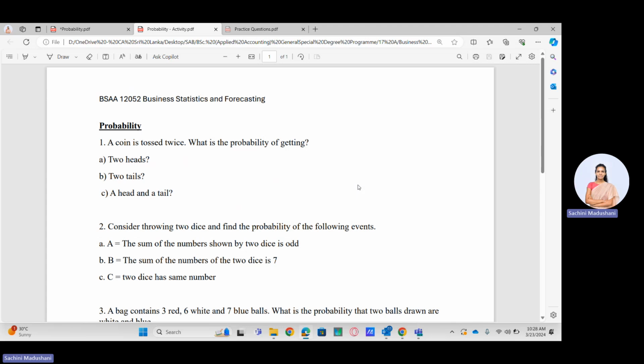First you write the sample space and you can get the value. Okay. Then the other way, you can use the tree diagram. You can use any method.